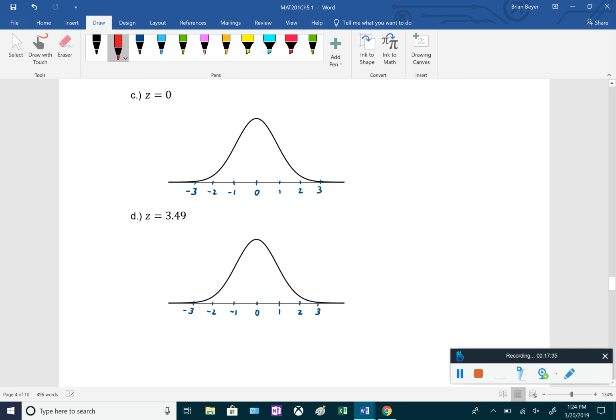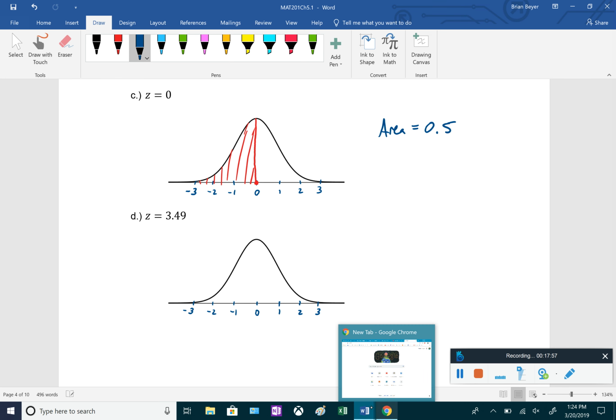Okay, for a z-score of 0, the area to the left of 0. So before we even do this, we should have an idea of what the answer is. Keeping in mind that this distribution, this curve, is symmetric, this is going to give us an area of 0.5.